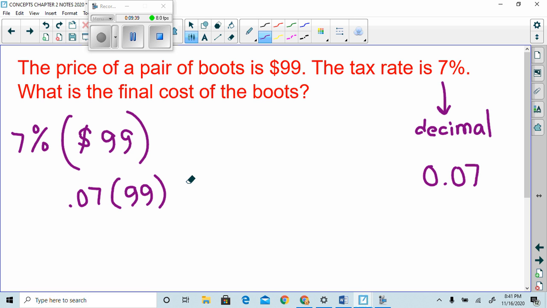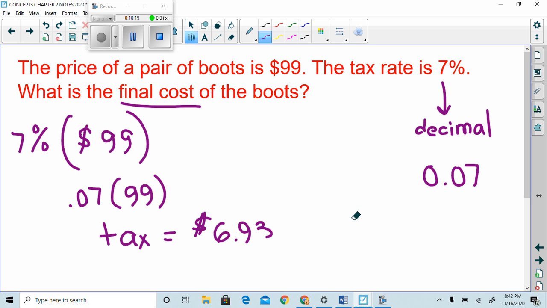This is where you pull out your calculator. You're not expected to do all the calculations in your head. You can, perfectly fine if you'd like to, but I'm sure that many of you will say, can I just do it simpler? So I'm going to take my $99 and multiply it by that decimal form of the percent. And I'm going to find out that the tax is equal to $6.93.